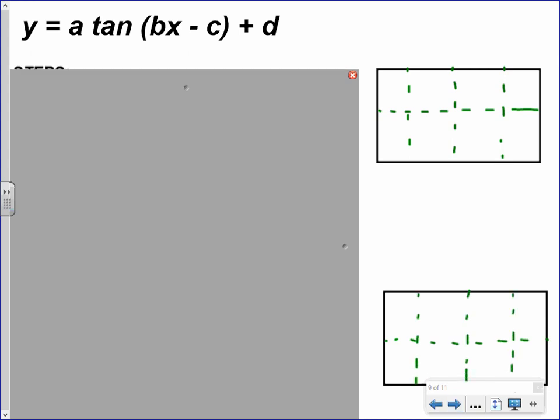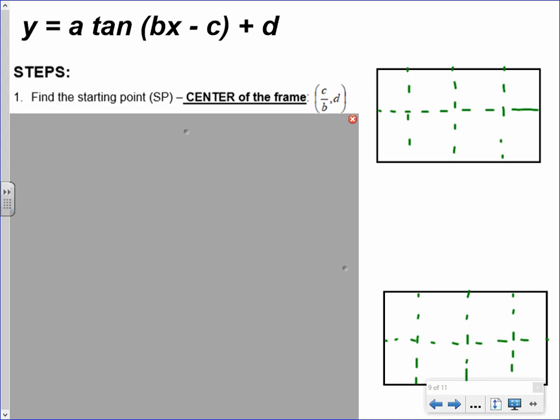Okay, so first thing we're going to do is find this starting point. We do it the same way, C over B comma D. However, in tangent only, the starting point will be in the center of our frame. That is different. The starting point will be in the center of our frame.